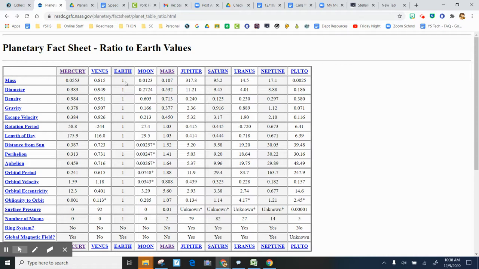Mass is a great one too. No one wants to know exactly how heavy Earth is, but it sure is nice to know that Jupiter, for instance, is about 318 times the mass of Earth, or Saturn is 95 times the mass of Earth.